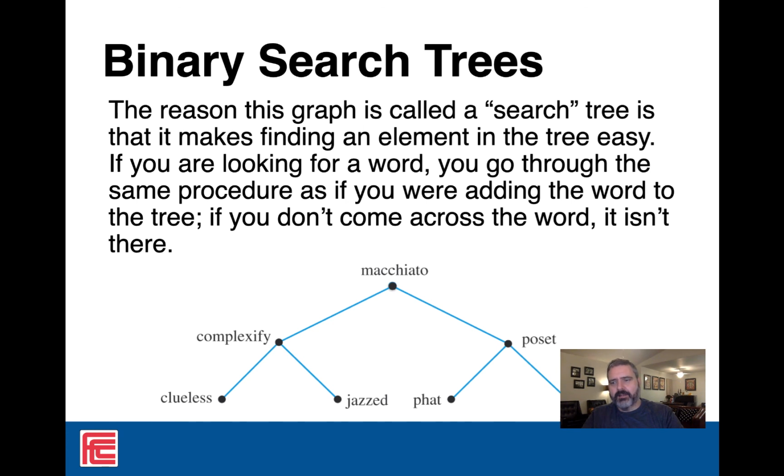That is, well, is it weeb? No, it's not. Is it before or after? Well, weeb would come after. Oh, well, if I were putting weeb into it, I would put it to the right child. But I'm just looking to see if it's in the dictionary, and there is no right child. So since there is no right child, I know that weeb is not in the dictionary.